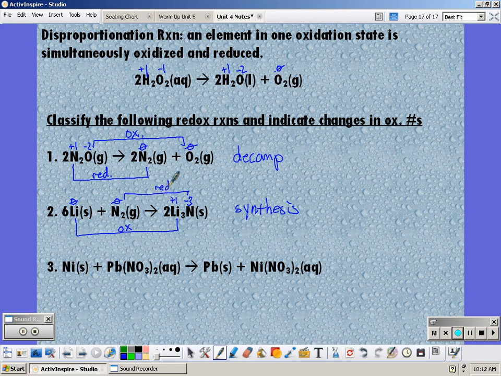In the final one, I have an element plus a compound going to an element plus a compound. So that would be a metal replacement. Both of my elements are metals. Nickel by itself is 0. Oxygen would be a -2. If I uncross my charges, lead would be a +2. That means the nitrogen has to be a +5. Lead by itself is 0. Uncross my charges, and nickel is a +2. Oxygen is a -2. That means the nitrogen must be a +5. So my nickel is being oxidized, and my lead is being reduced.